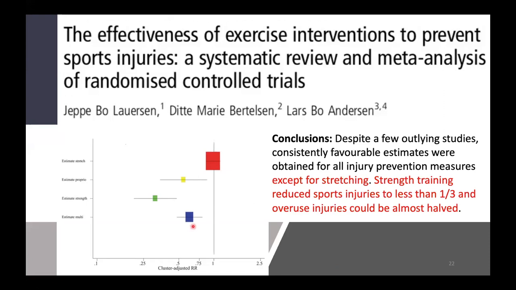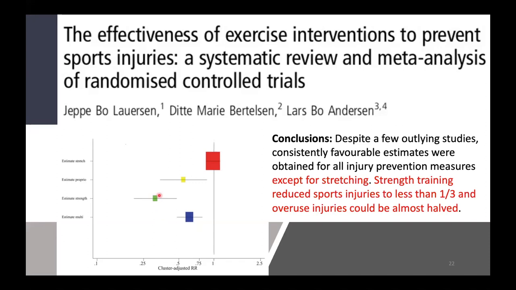Now we can ask, what can we do for this? There is evidence available that through training programs we can reduce the incidence of these injuries. There is consensus that some interventions, proprioception and strength-based, work. If we look at the figure, we see how injuries are significantly reduced when a well-designed program is used. Especially in strength, this is the point.